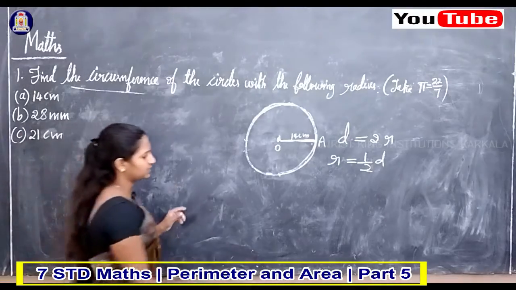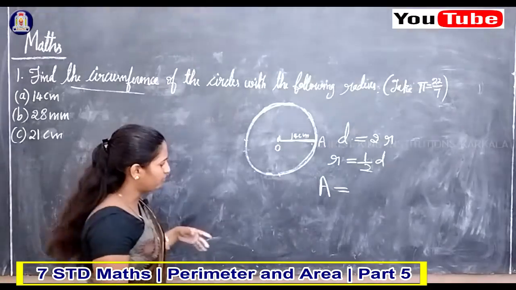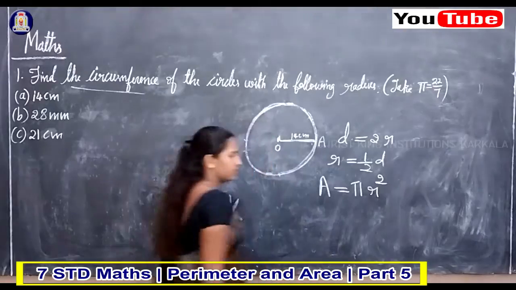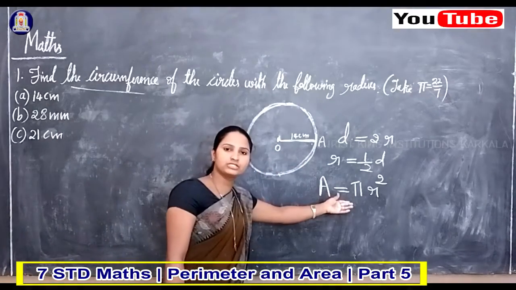So first formula, listen, I'll write the formulas here. To find the area of the circle, the formula is pi r square. So this is the area of the circle. To find the area of the circle, we must use this formula.